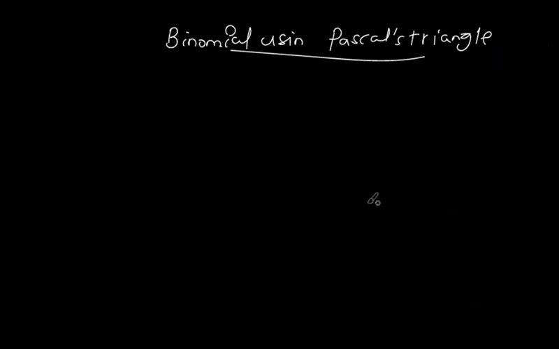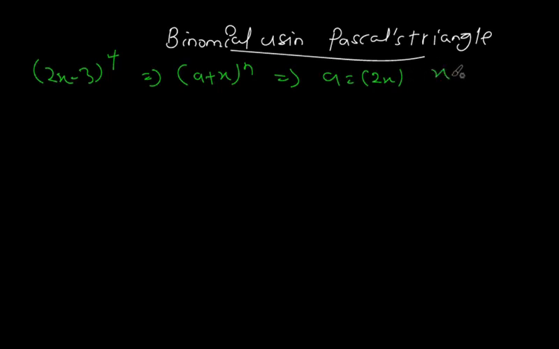Okay, so example number 2, we have here (2x - 3) raised to the power 4. Comparing this with the general form (a + x) raised to the power n, we can see our a is 2x, our x is negative 3, and our n is 4. If you remember the coefficients of Pascal's triangle for the power 4, we have 1 4 6 4 1.